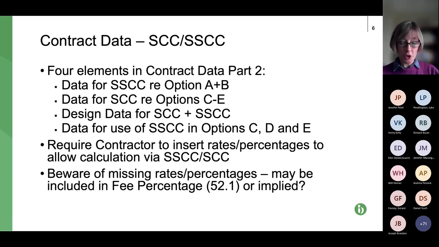Final bullet point here, just be careful coming back to that point, because we've got a sort of cover-all, which is the fee percentage at clause 52.1, which says that if there's something you can't recover from whichever schedule applies, then the contract deems that it's covered within the fee percentage. So the fee percentage, typically we think of it as overhead and profit, specifically includes a number of other things. But this is the clause that is not helpful to contractors and subcontractors.